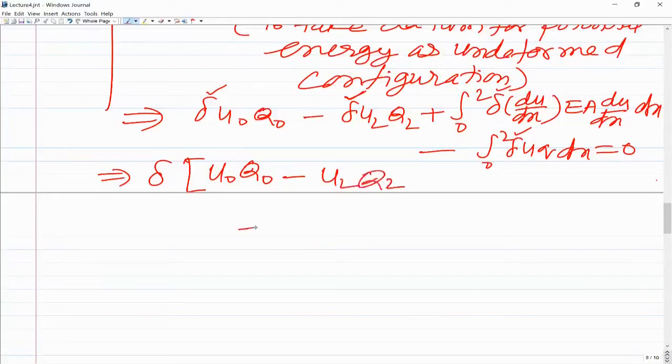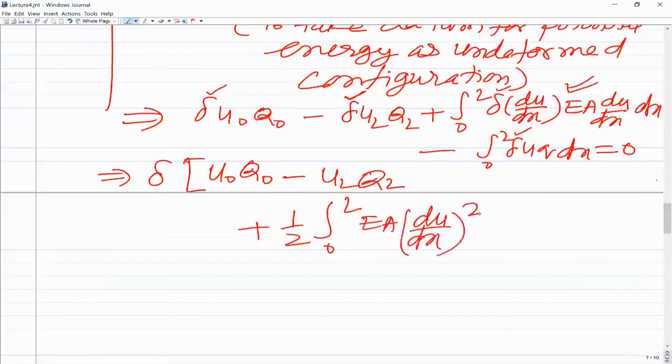And when I look at the third term, delta of half integral EA into du by dx, you see that this is delta du by dx into du by dx. Now this u is an unknown function of x, and so also its derivative du by dx is an unknown function of x. So when I want to take this delta common from this term, I have to write half integral 0 to L, and then EA of course is a known quantity, so its variation is 0. So here I will have half of du by dx whole square dx.